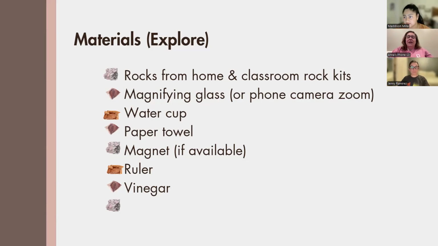Paper towels as well, because obviously we're going to be using liquids, but also they can use it to dab their rocks and see, is their rock porous, or does their paper towel get really wet, or did the rock itself sop a lot up? And obviously finding out if it's magnetic or not is a lot of fun for the kids. They also can then use their rulers, and then on top of that, we're going to have them use a form in order to write all of this down.